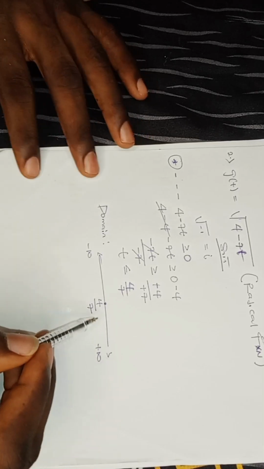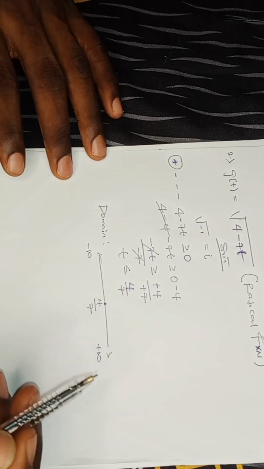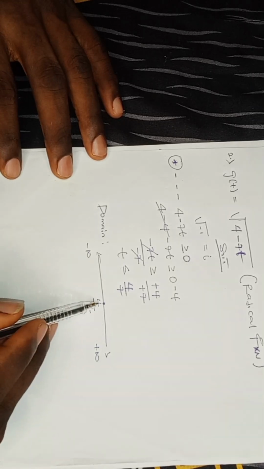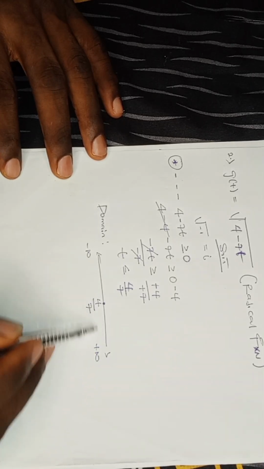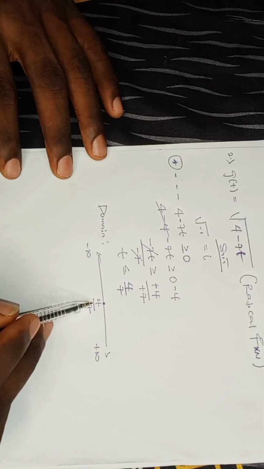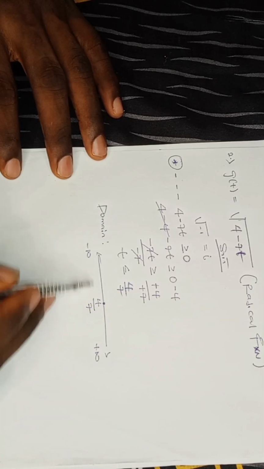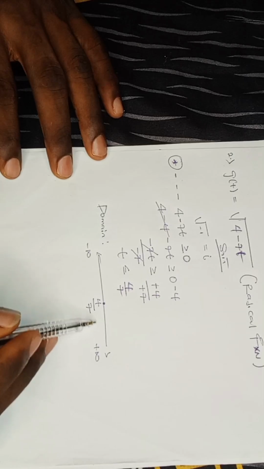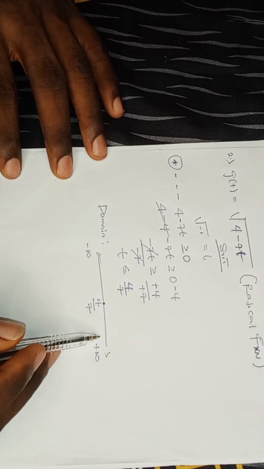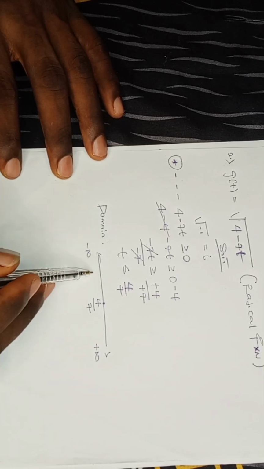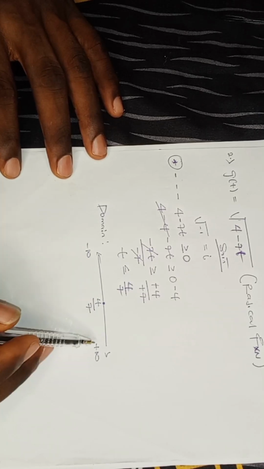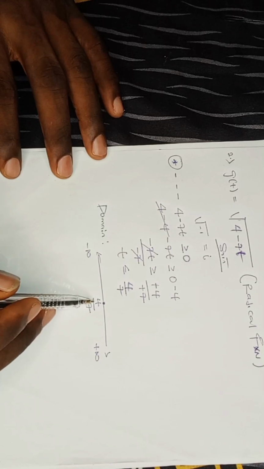So some persons might decide to test. You choose a number that is bigger than 4 over 7. Numbers from 4 over 7 to positive infinity are numbers that are bigger than 4 over 7, while numbers in this range are numbers that are less than 4 over 7. Examples of numbers I can meet here are 2, 4, 5, 6, and so on. Here I can meet minus 5, minus 6, minus 2, minus 3. All these numbers are less than 4 over 7. These ones are numbers that are bigger than 4 over 7.